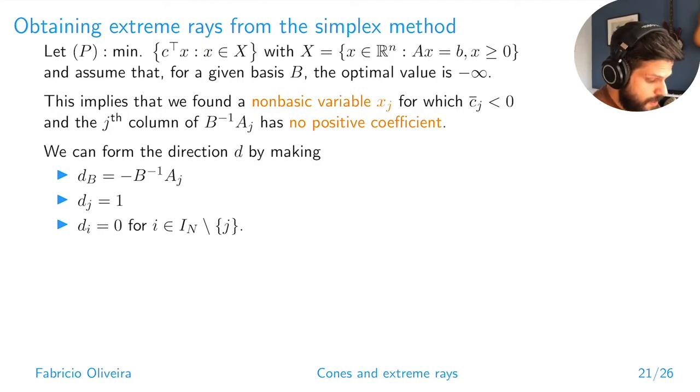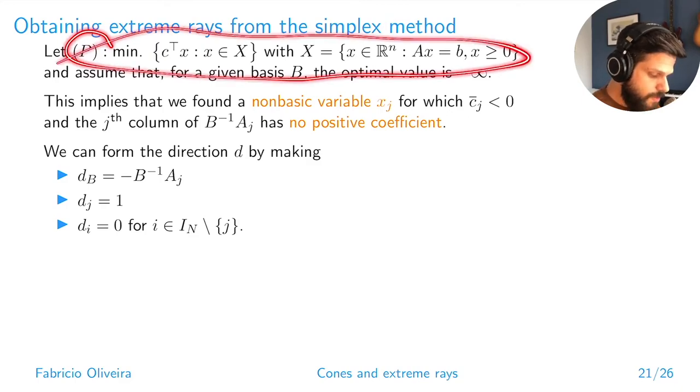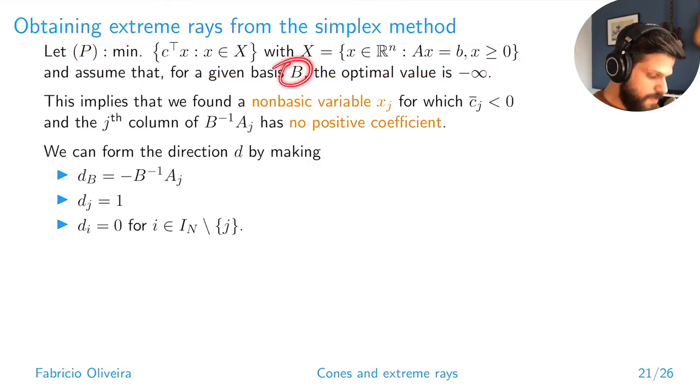So the way to get that is actually simple. If your problem is written like so, in standard form, and you have a basis B for which you found the optimal value being minus infinity. Basically what's happening in terms of the simplex method is that we found this non-basic variable x with a negative reduced cost. But then when you look at the columns of B minus 1 a, you're trying to do your quotient ratio test. There are no positive coefficients there. So your vector u, remember, you can't find anyone to use as a denominator in the test. So that means that it's an unbounded problem.